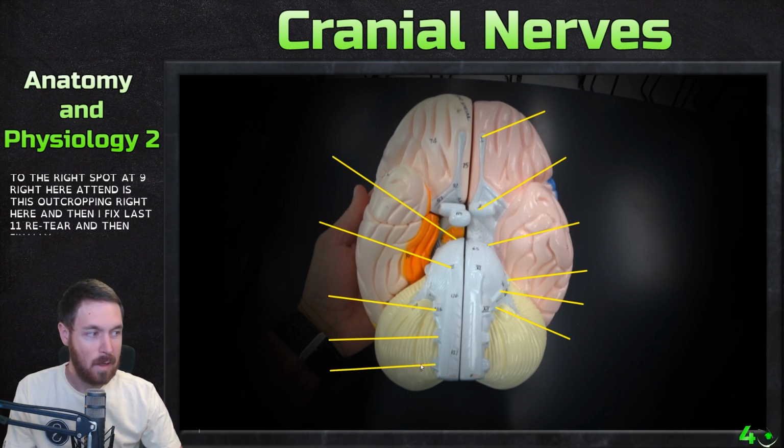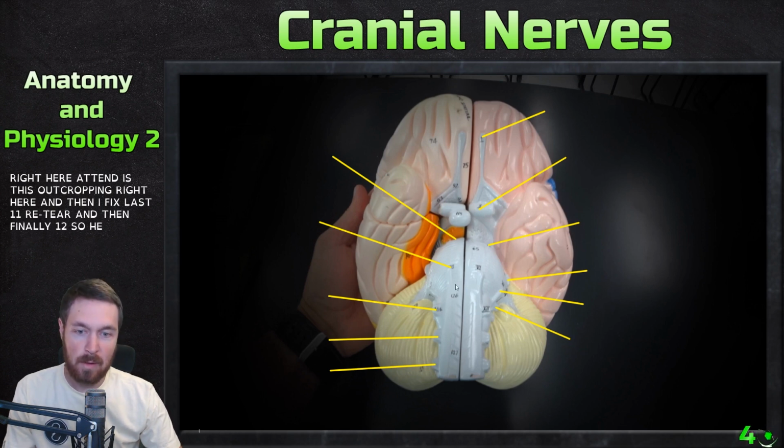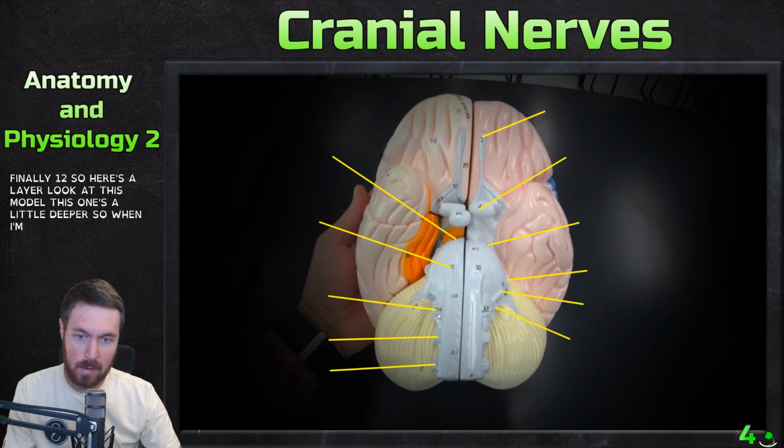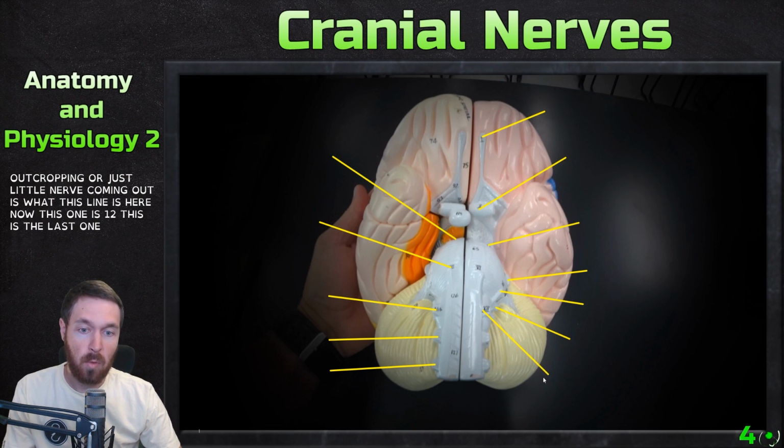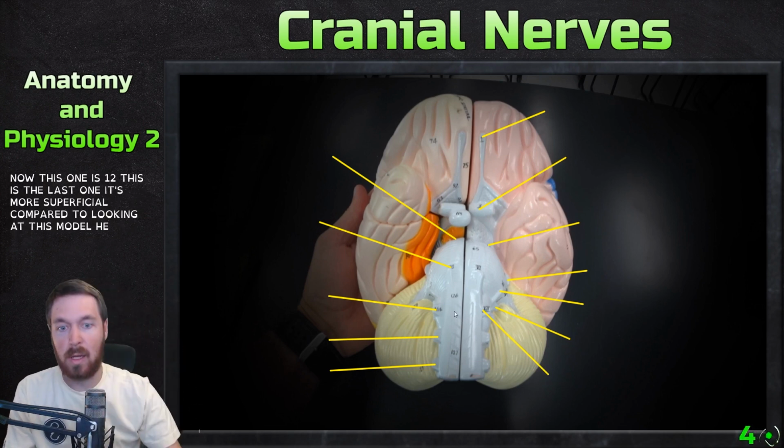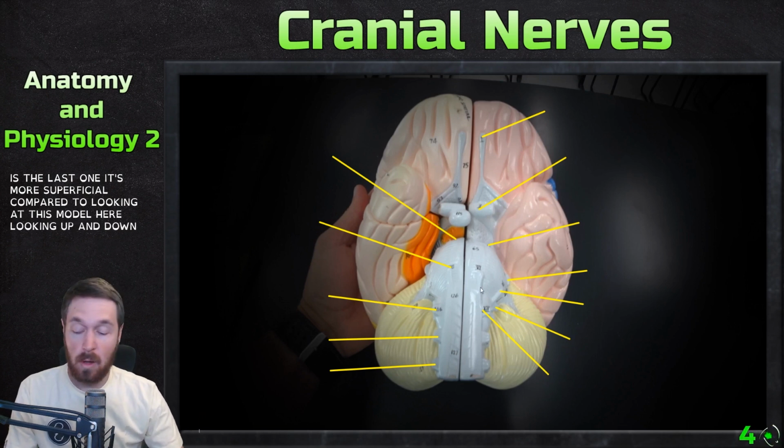And then finally 12. Here there's a layer. Look at this model, this one's a little deeper. So when I'm drawing this line from here, notice that it's deeper. Down here, this little outcropping, or this little nerve coming out, is what this line is here. Now this one is 12. This is the last one. It's more superficial compared to looking at this model here, looking up and down. All right, so there's all 12 lines.